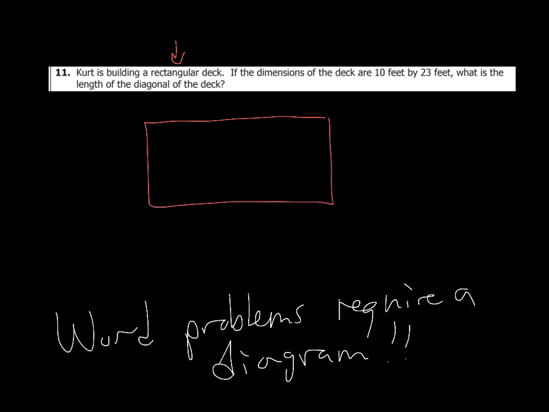Now notice I skipped number 10. We're just going to move on to 11. Kurt is building, most importantly, a rectangular deck. So what should you draw a picture of? Always draw a picture. Okay? Word problems absolutely require a diagram. Let's make that a triple exclamation point. Okay? You must draw a picture to see it.